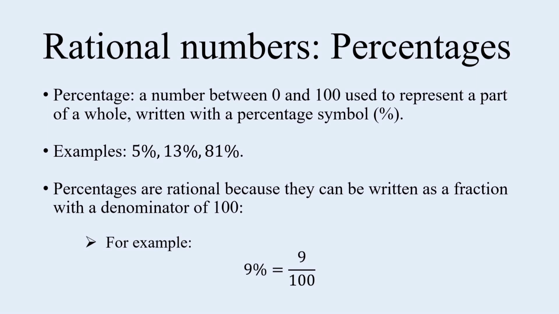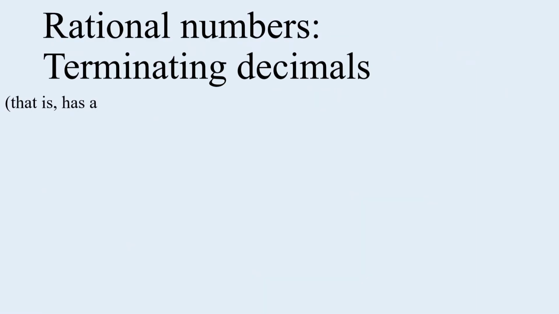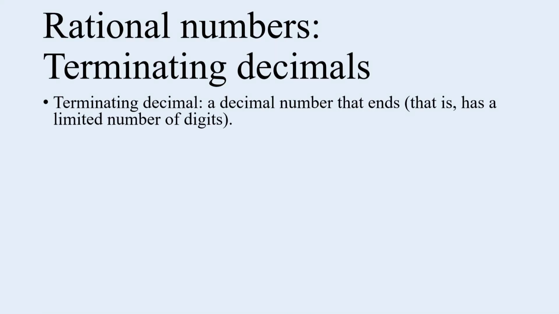Now let's move on to terminating decimals. A terminating decimal is any decimal number that ends. So in other words, it's any decimal number that has a limited number of digits and decimal places. Examples of terminating decimals would include 3.2, negative 0.4, negative 7.25, and 0.0249.